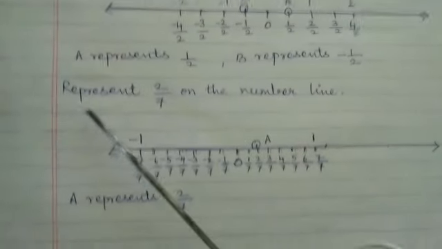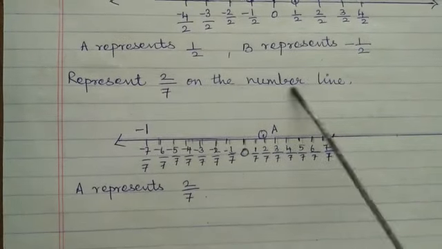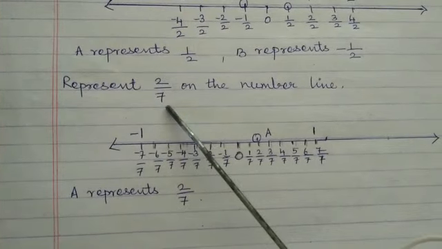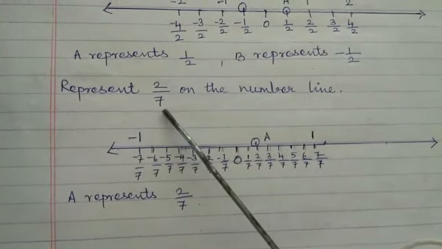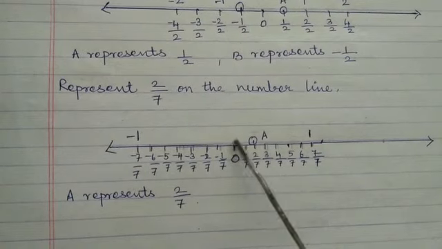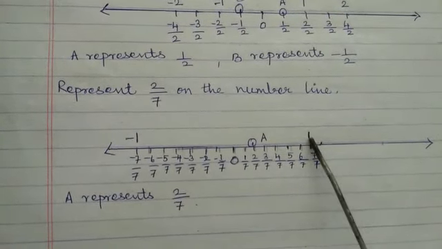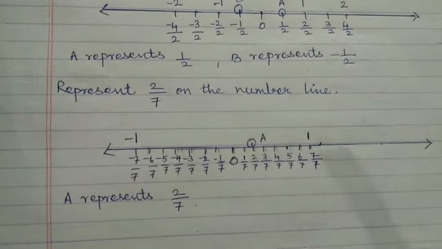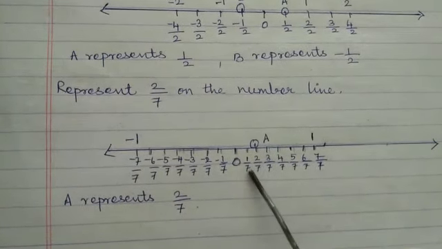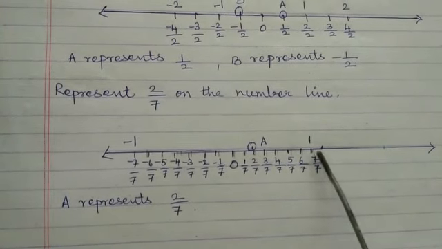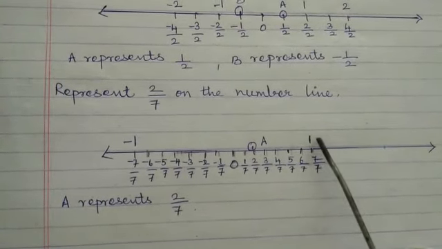See the next question. Represent 2 by 7 on the number line. Here the denominator is 7. So this is a positive rational number. Now the denominator is 7, so in between 0 to 1, there must be 7 equal parts. In the same way, from 1 to 2 also 7 equal parts. Now we have to write in this way: 1 by 7, 2 by 7, 3 by 7, 4 by 7, 5 by 7, 6 by 7, 7 by 7. 7 by 7 is equal to 1.